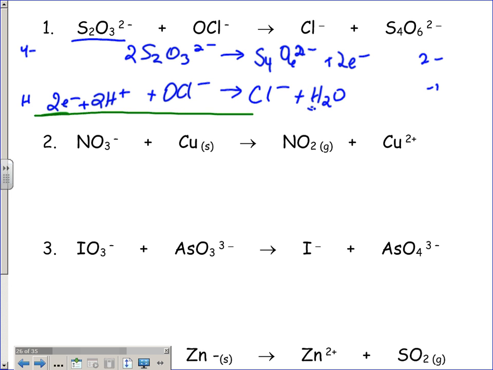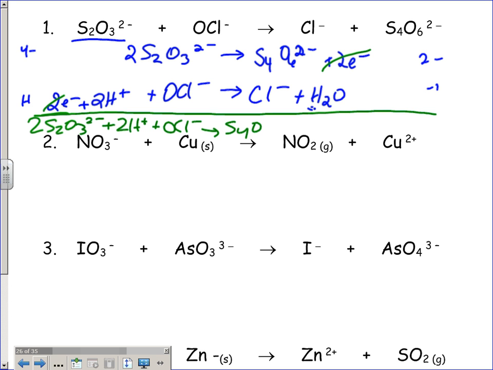Okay, now you're going to sum them, and I'm going to bring everything down. So 2 thiosulfates plus, sometimes I don't bring everything down, I lied. Do I need to bring the electrons down, or do I know they're going to cancel? I know it. So I'm going to cancel them here to show that I know this, and I'm not going to waste my time because I'm going to write it again. 2 H pluses here, I have 1 OCl minus, I have products S4O6 2 minus plus Cl minus plus water. Anything else I can cancel? No.